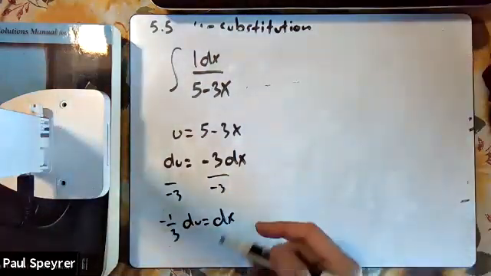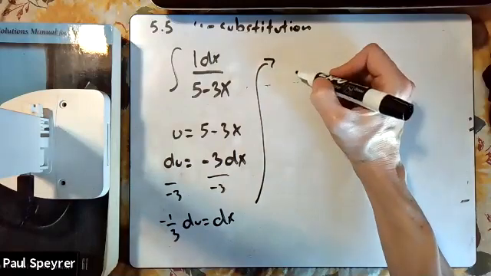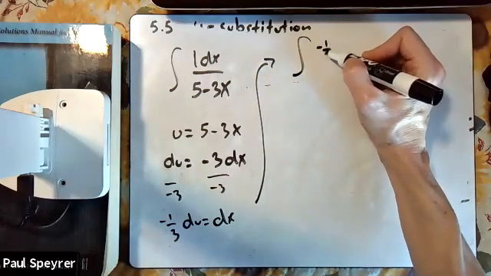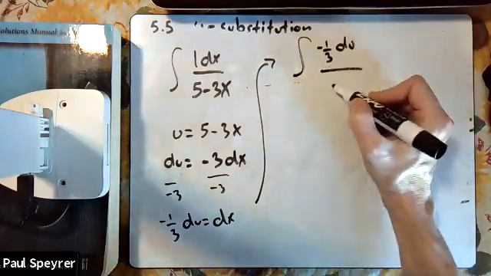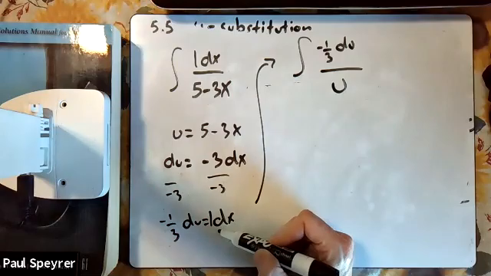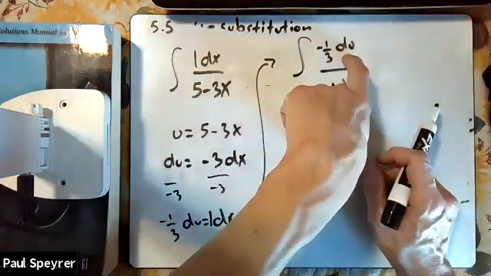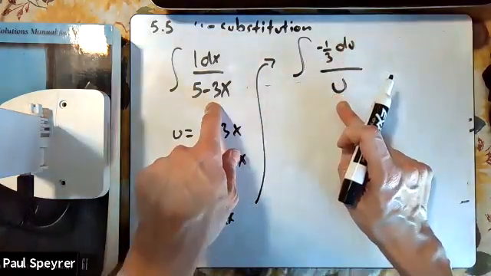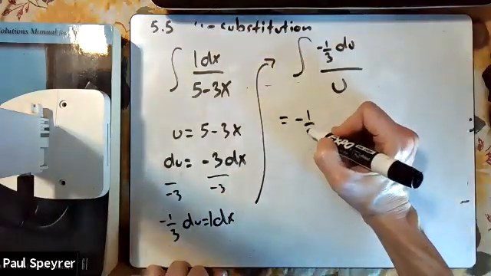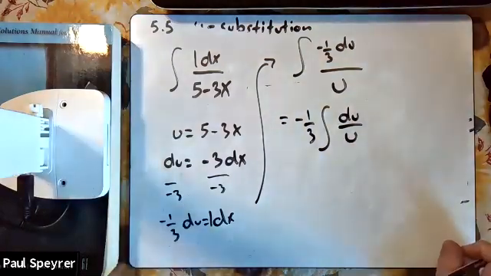So let's rewrite this now in terms of u. If I do that, what do we have? We have the integral of basically -1/3 du over u. So remember, the dx is the -1/3 du, and the u right here was the 5 minus 3x. Now this looks a little funky, but we can rewrite this as -1/3 and then the integral of du over u, just like that.